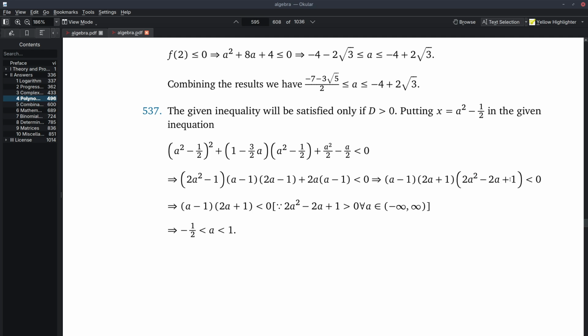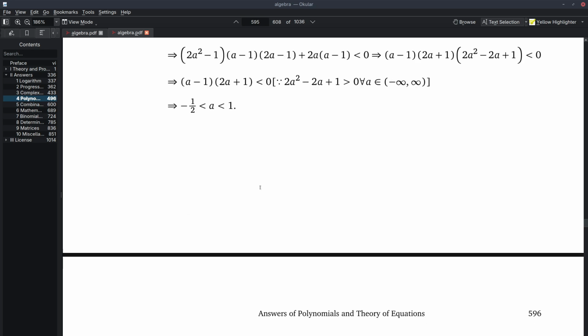That is always greater than or equal to 0 for all x. So the product of (a minus 1) and (2a plus 1) should be negative. This can happen only if a lies between minus half and 1, which are the roots of the quadratic equation formed by these two. Very straightforward question.